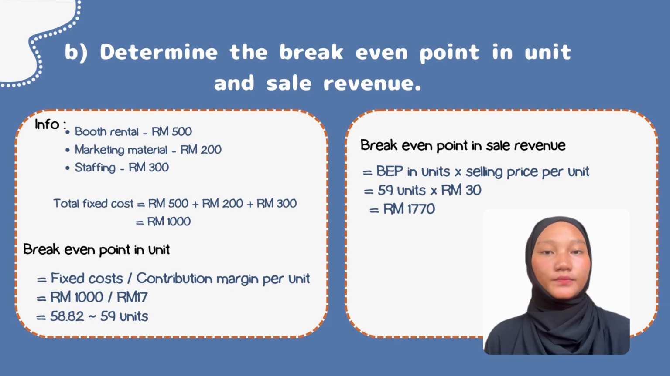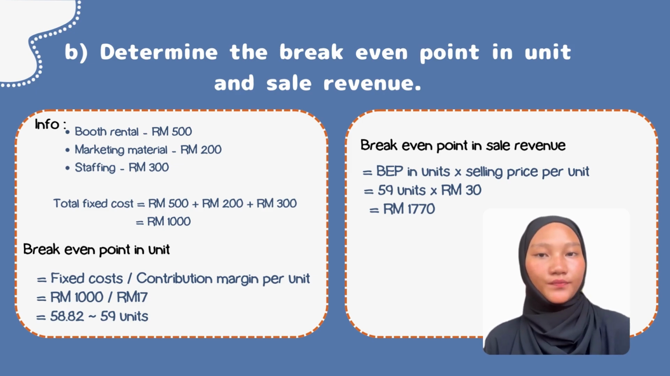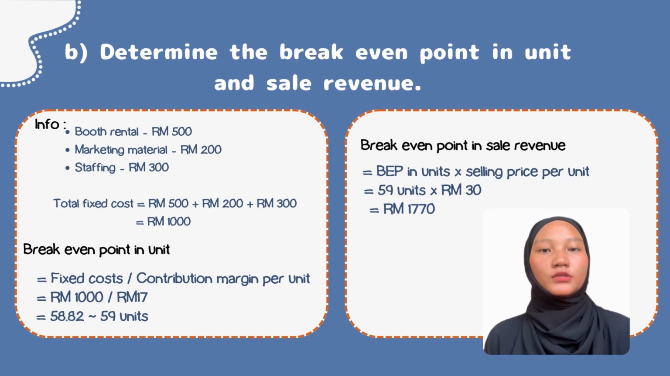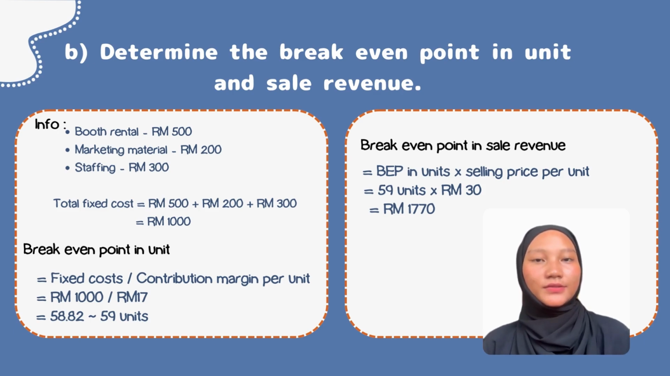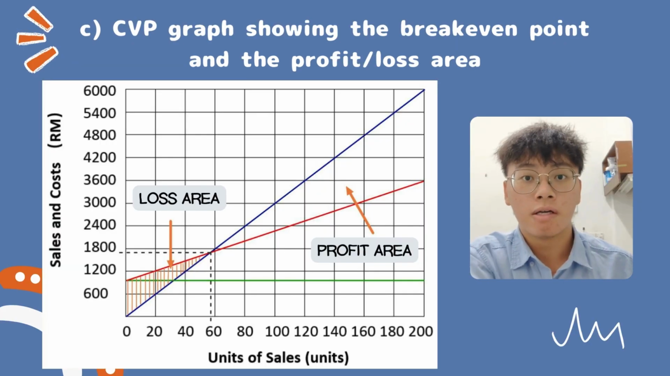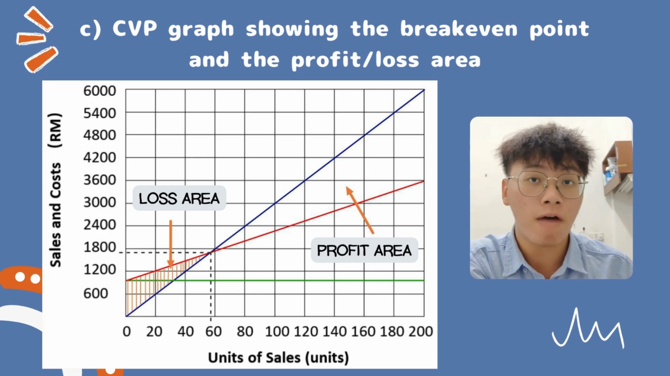Now I want to calculate the break-even point in units, where the formula is fixed cost divided by contribution margin per unit. So 1000 ringgit divided by 17 ringgit equals 58.82, and I rounded to 59 units. Now for the break-even point in sales revenue, the formula is BEP in units multiplied by selling price per unit, where 59 units multiplied by 30 ringgit equals 1770 ringgit. Now I will continue to present the CVP graph showing the break-even point and the profit or loss area.